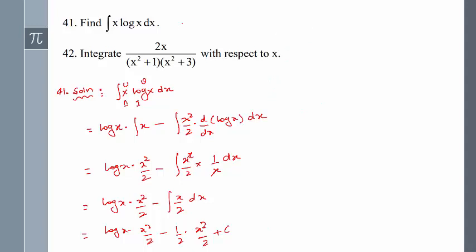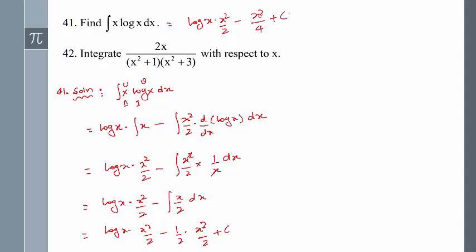Okay. So therefore answer for this is log x into x square by 2 minus x square by 4 plus c.